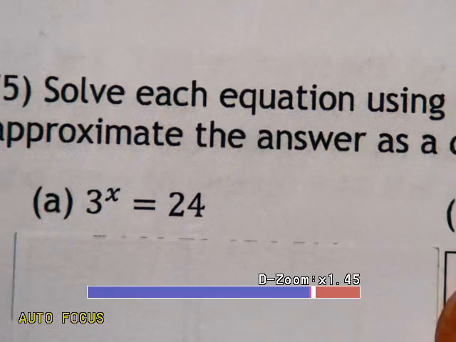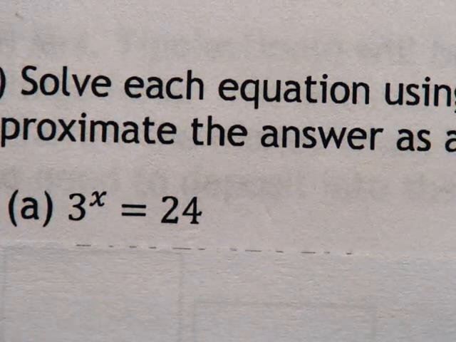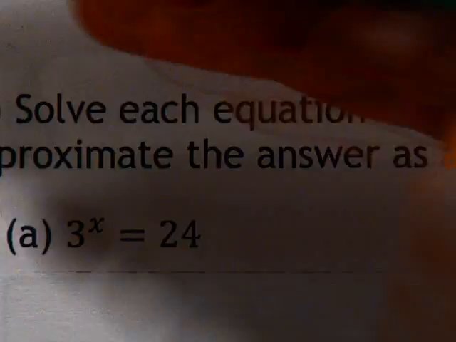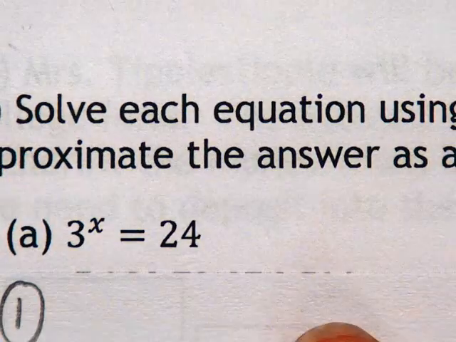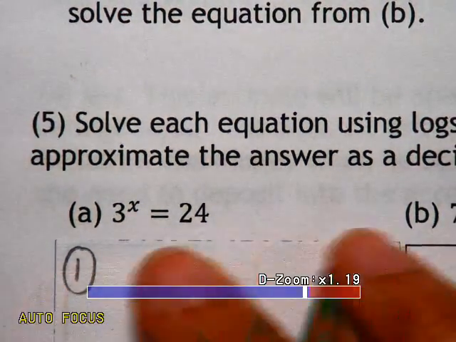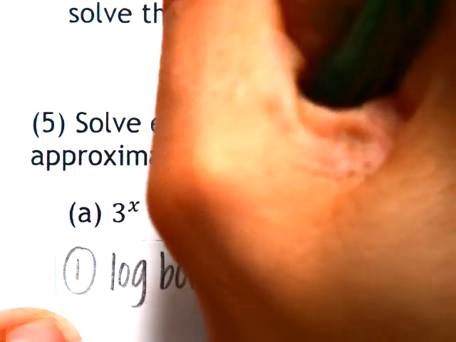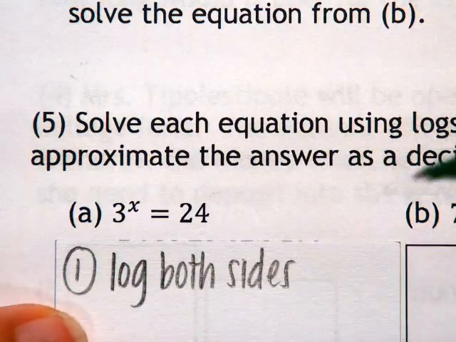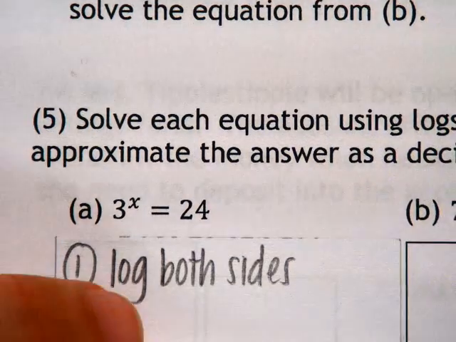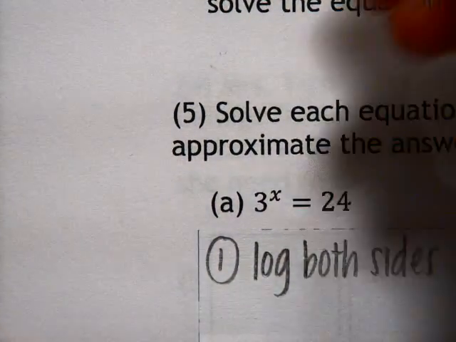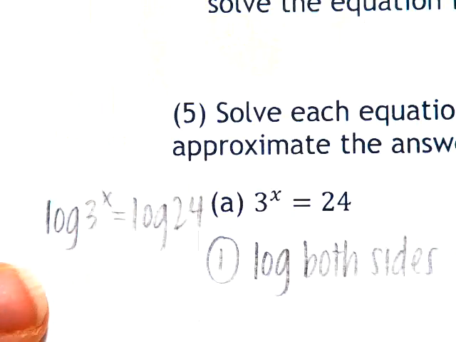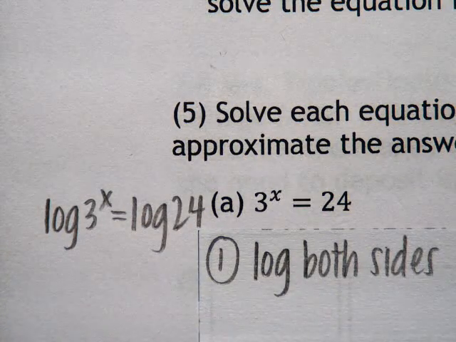You can add your own logs to the problem to make it work. As long as you put a log on the left and the right hand side equally, you are totally allowed to do that. So the first step that's going to work for all of these questions, and I'm going to take notes as well as do the examples here, is to do what I call log both sides. That makes it sound like you're doing something, but in reality that just means write a log on the left and then write a log on the right. So log of 3 to the x equals log of 24. So first step, just write log on both sides.